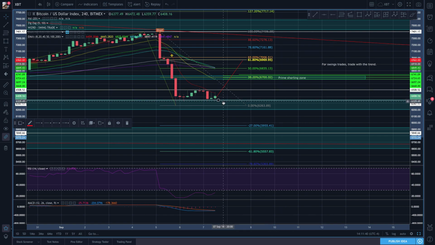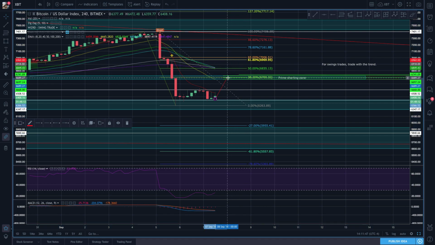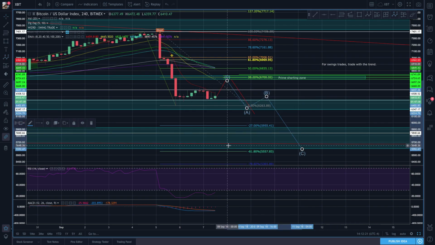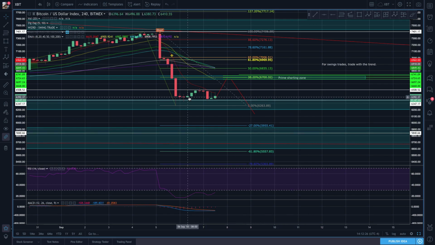You could long at the next support right here, and then come back up to 38.2, which is what I recommend. I would recommend taking profit at the 38.2. And then if it busts through there, you could long again for the 61.8, and then short here at the 61.8, and then long again down here. But I think it's probably going to do something like that, and then sort of keep on coming down. Who knows how far down it's going to go, but that's my analysis.